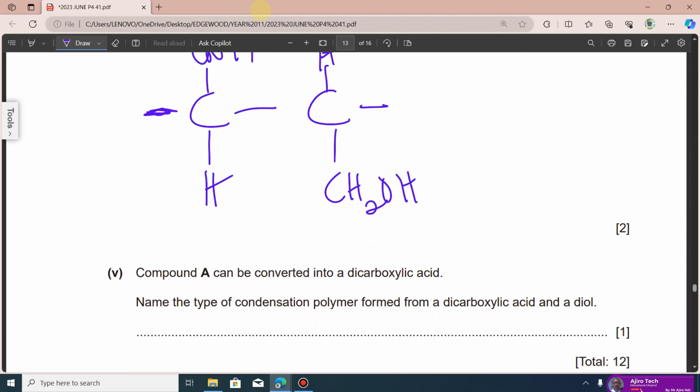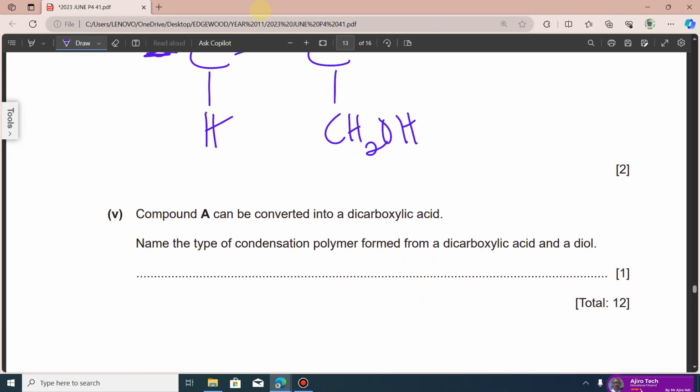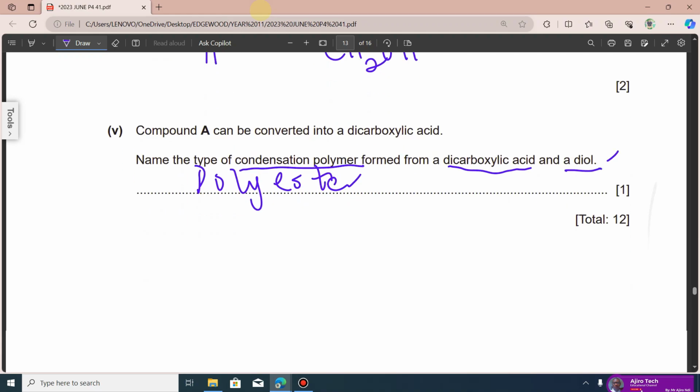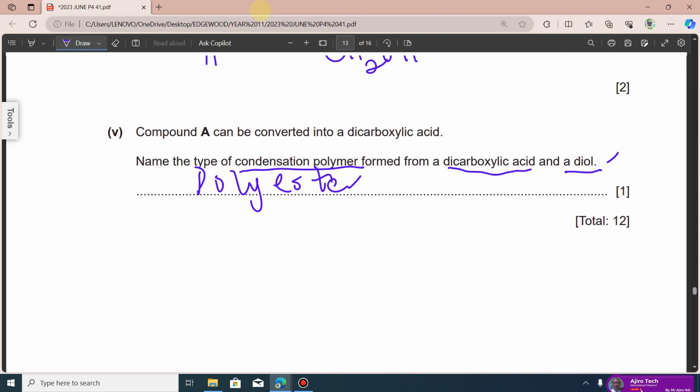All right, next question. Compound A can be converted into a dicarboxylic acid. Name the type of condensation polymer formed when a dicarboxylic acid reacts with a diol. So a dicarboxylic acid and a diol. A diol is simply from an alcohol. So when this happens, of course, you know we are forming an ester, like we mentioned. When a carboxylic acid is reacting with an alcohol, an ester is formed. But in terms of condensation polymer, we are going to have a polyester. So a polyester is what is obtained. I think that's the end of this paper.